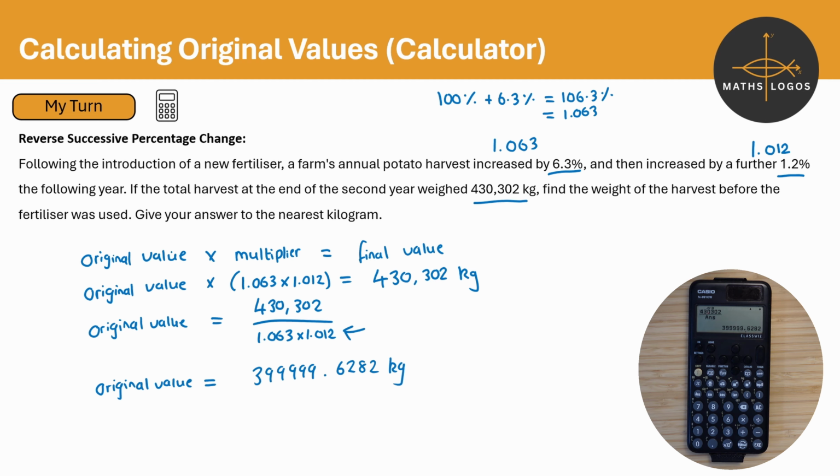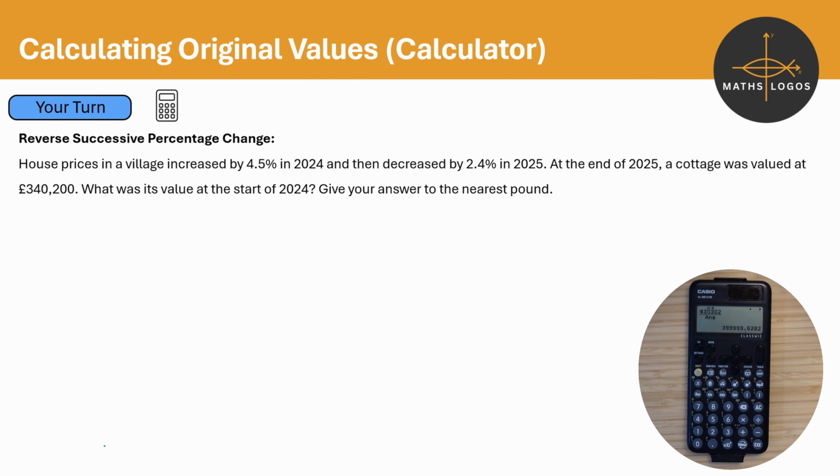Always check your question for the degree of accuracy, so decimal places, significant figures. In this case, it says give your answer to the nearest kilogram. Well, this is clearly closer to this, 400,000 kilograms. And that's the original harvest of the potatoes. Pause the video and work your way through this question. Let's look at it together.